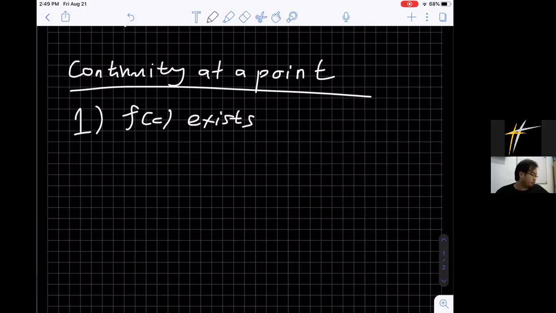If we look at the examples from B until G, let's check whether f of c exists. For B, it doesn't exist. For C, it does exist. For D, it does exist. For E, it doesn't exist. For F, it does exist. And for G, it also exists. Okay, and then the second condition: the limit exists.